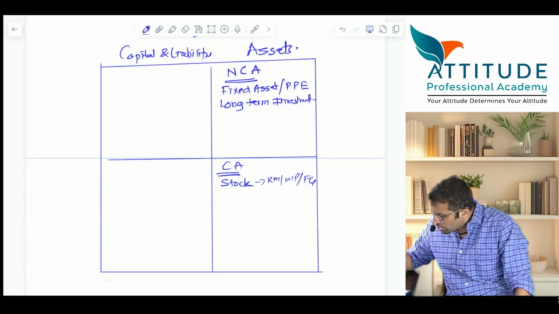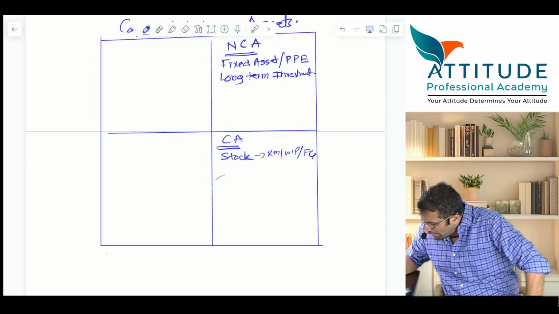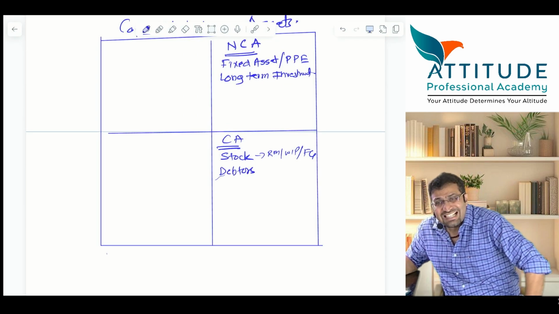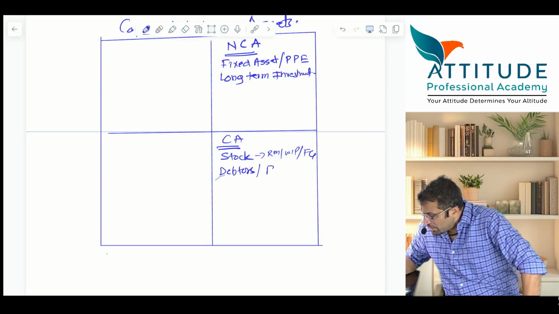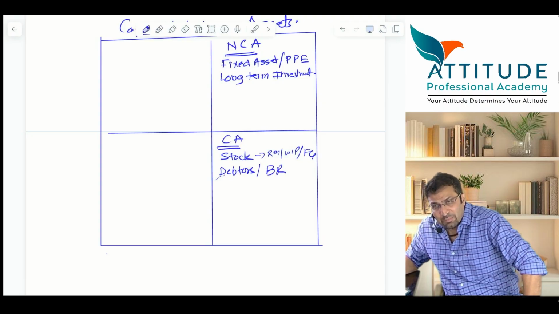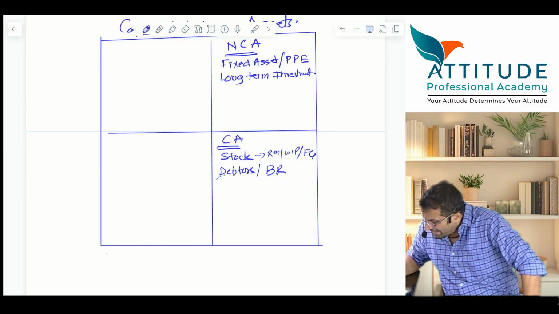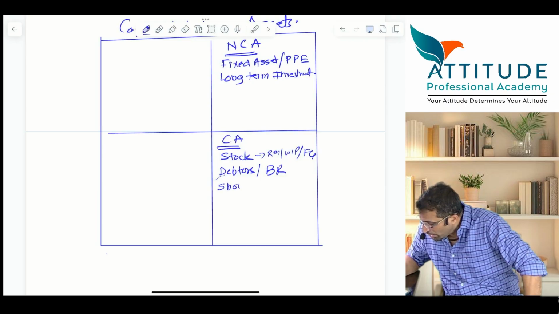Okay. So stock. After stock comes debtors. Debtors are also known as trade receivables. Then you have bills receivable. I'll come back to what this bills receivable is later on, but it's an asset. Anything receivable is an asset. Then you have stock, debtors, bills receivable, short-term investments. Very good. Short-term investments is a current asset.